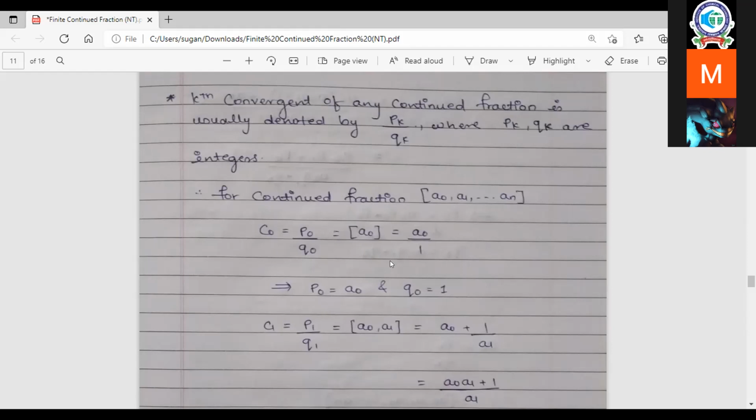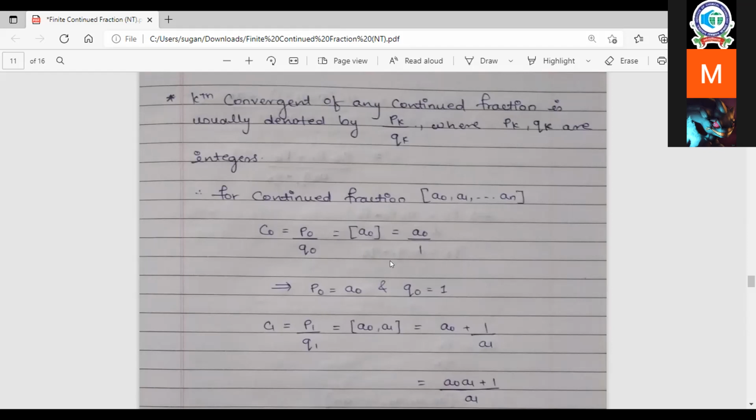So C0 is very easy, and C0 is simply A0 only, right? I'm truncating there itself. P0, Q0 is easy, so C0 is also easy, that is in fact A0. But now for the C1 value, I'll compute directly from the continued fraction, that is A0 plus 1 by A1. The first few terms are easy, and I can compute them directly from the continued fraction itself. But I am converting these into Pi's and Qi's, right?